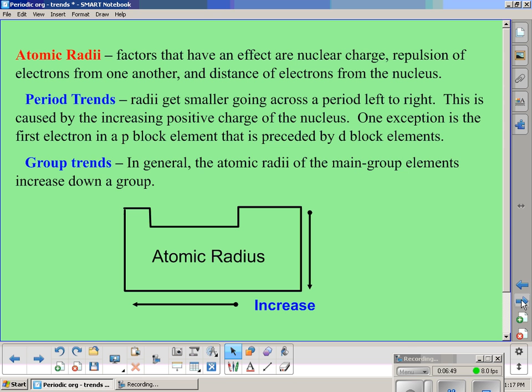Okay, group trends. In general, the atomic radii of main group elements increases as you go down. And all of these little diagrams that I've drawn here, I have my arrows pointing in the direction that these trends increase. Some people have them drawn one way increases, another way decreases, and that gets a bit confusing. So on all of the ones I have drawn here, wherever the arrows point, that's an increase in the trend.